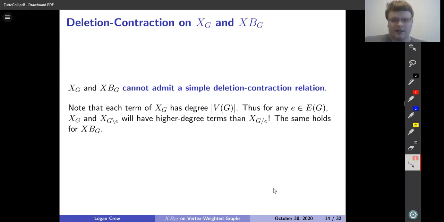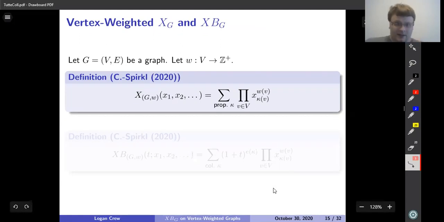So there's not really any nice way you can correct for that, especially when there's infinitely many variables here. Even if you try to add in some factor that makes this work, it really just doesn't end up working nicely. And you have the same basic problem with xb of g. So these functions are nice in that they give you more information on these partitions, but at the cost of this relation. That's something that Sophie and I wanted to fix. It felt like it should have a deletion contraction relation. There's really no reason it shouldn't.